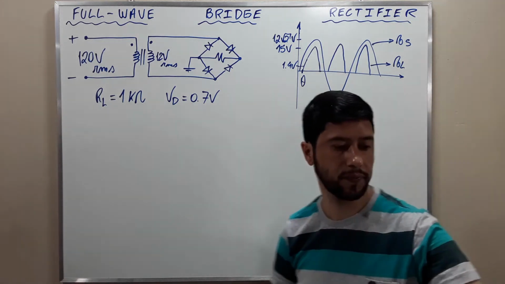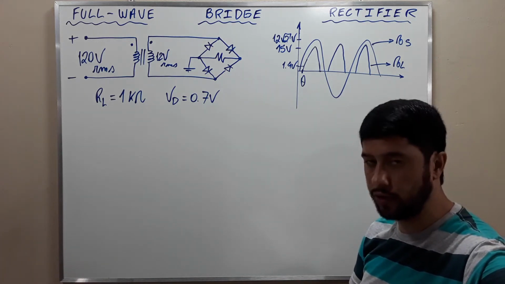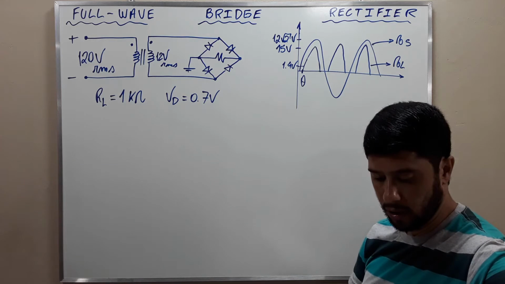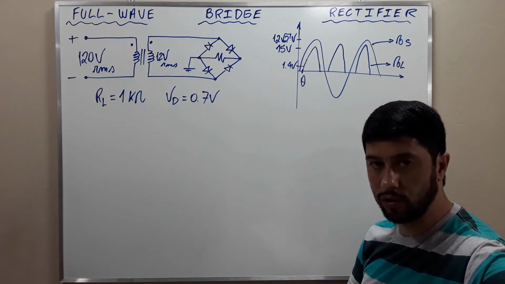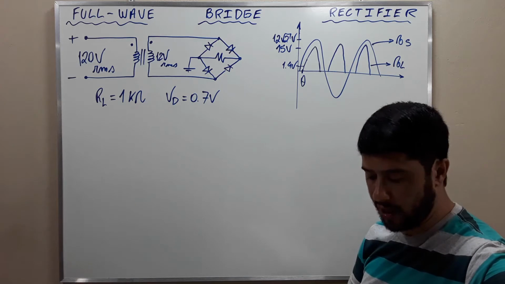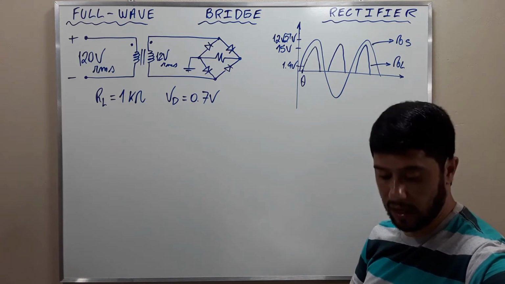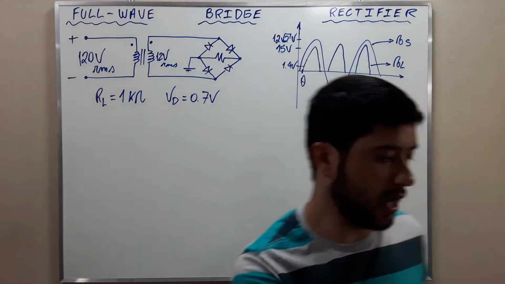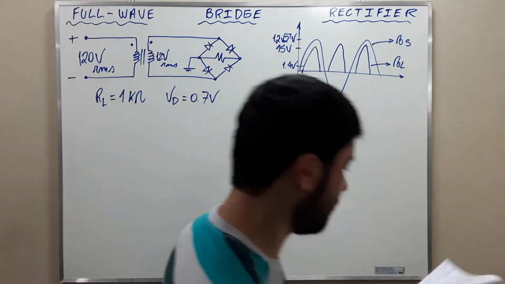Letter A. What is the peak value of the rectified voltage across the load? Letter B. For what fraction of a cycle does each diode conduct? Letter C. What is the average voltage across the load? And the letter D. What is the average current through the load? Okay, my friend, this is what we want to calculate. Let's begin with the letter A.